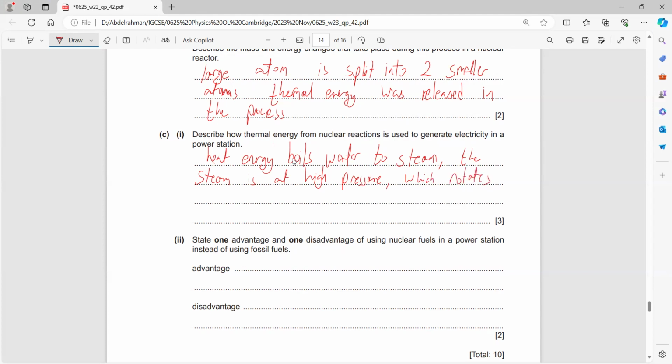Okay, steam rotates a turbine, which rotates a generator, which in turn produces electrical energy.